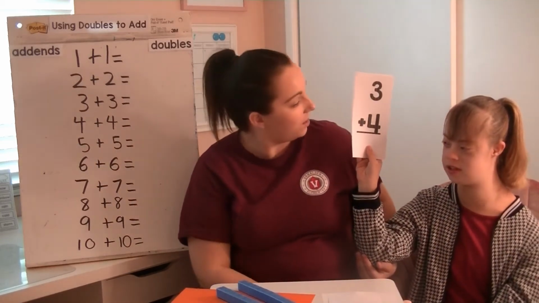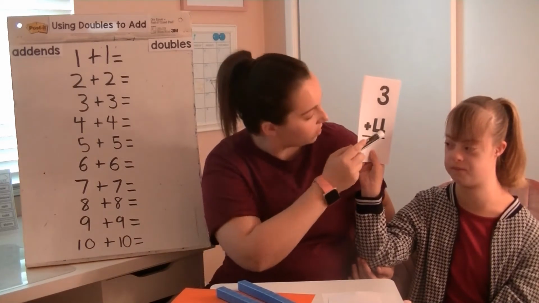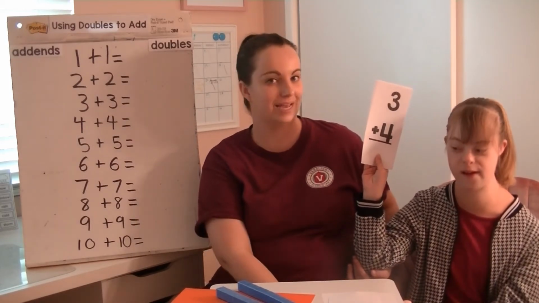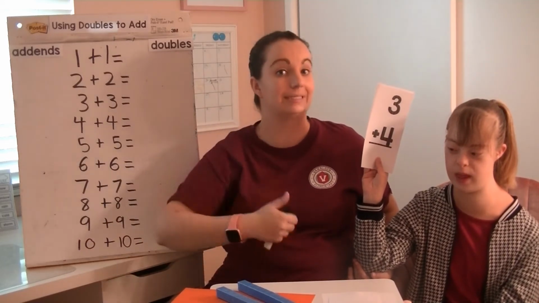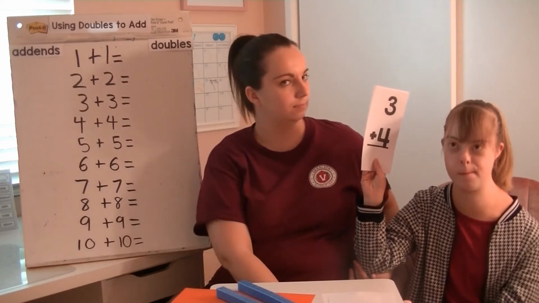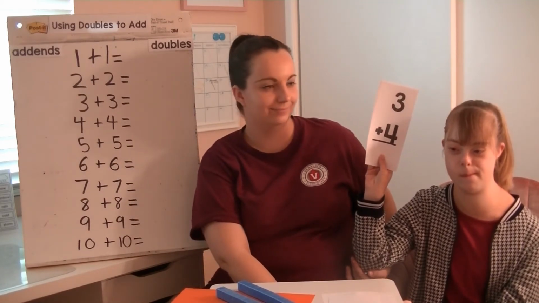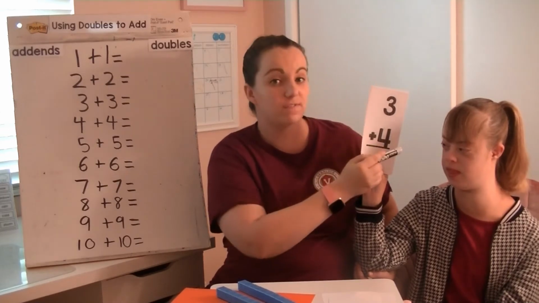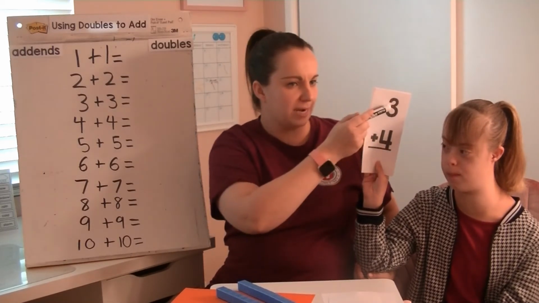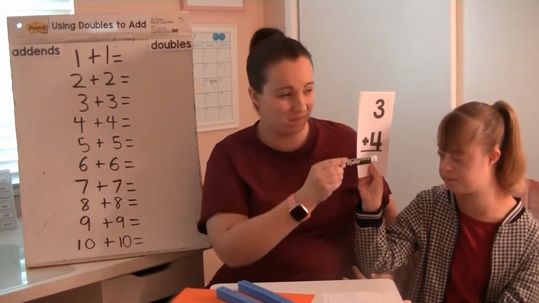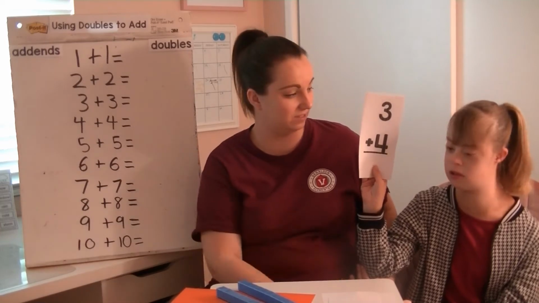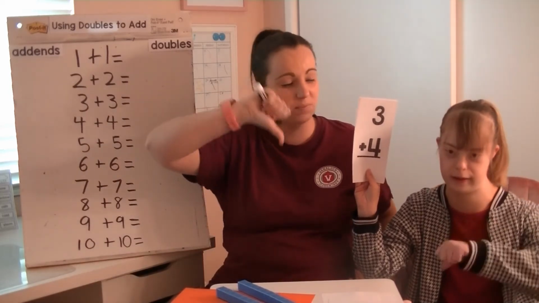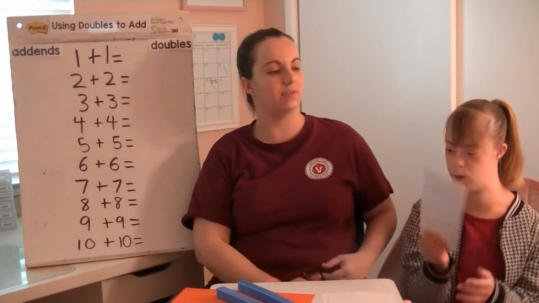Okay, our next problem reads 3 plus 4 equals. We're going to give them quiet time to think because we're not solving it. They're thinking it through. Is it doubles or not doubles? Same addends or different addends? Okay, hopefully you had some think time. Let's look at it. 3 plus 4. Are 3 and 4 the same number or are they different numbers? They're different numbers. That means this is not a doubles problem. They're different addends. Okay, let's try the next one.